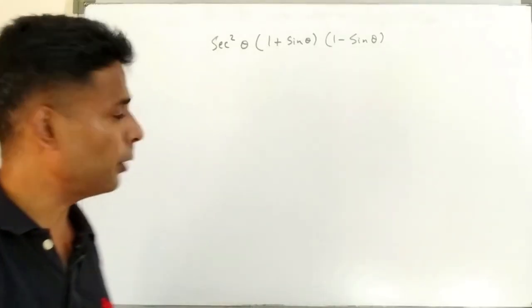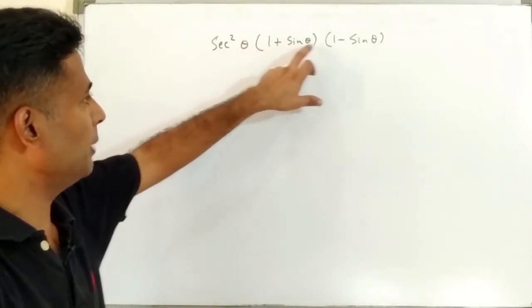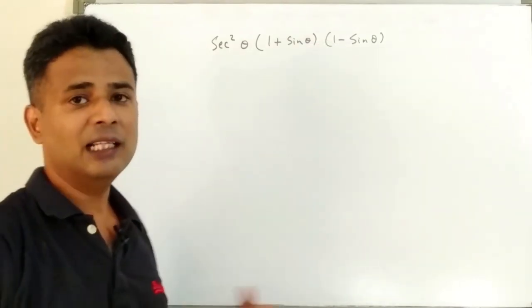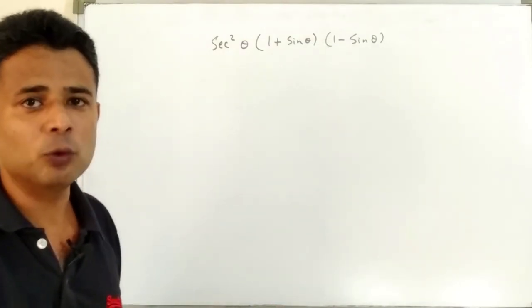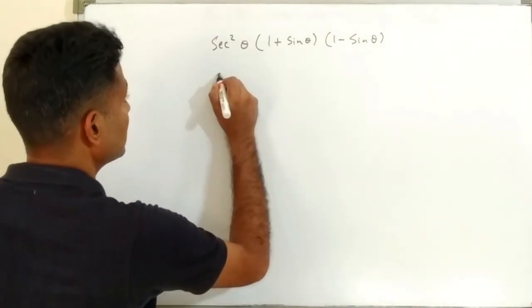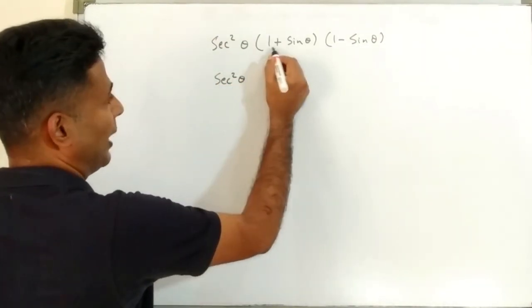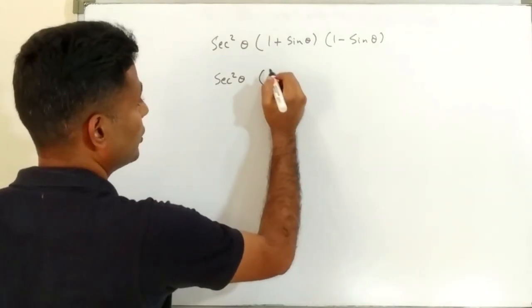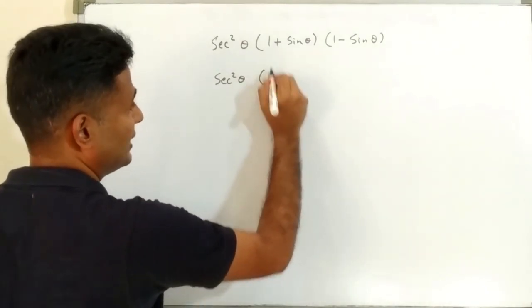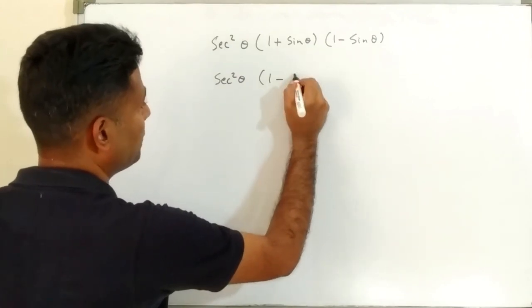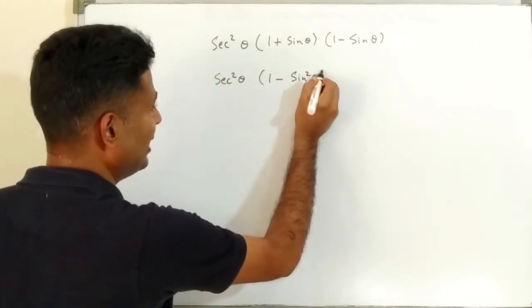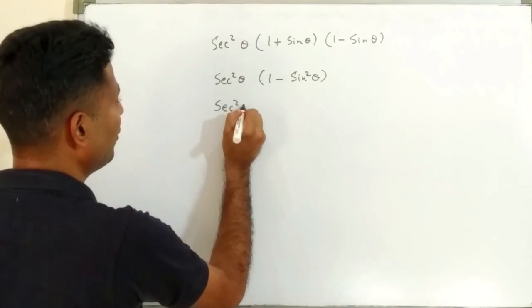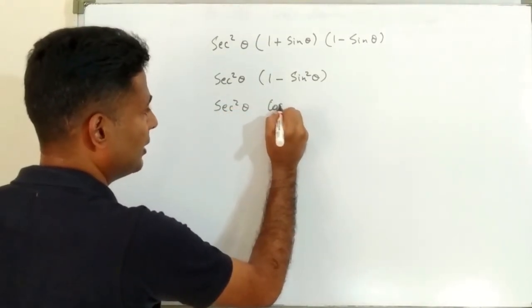Alright guys, now the next problem, they have given us sec square theta into 1 plus sin theta into 1 minus sin theta and they have asked us what will it be equal to. So we just simplify. Sec square theta, I'll keep it like that. 1 plus sin theta into 1 minus sin theta is of the form a plus b into a minus b. So you will get a square minus b square. A square is 1 square, that is 1, minus b square is sin square theta. Now we have 1 minus sin square theta is cos square theta.